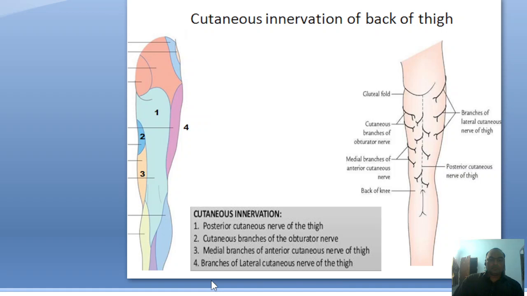Third, the medial branches of the anterior cutaneous nerve of thigh supply this small area of the back of thigh. And lastly, branches of the lateral cutaneous nerve of thigh supply the lateral aspect of the back of thigh. So this is the back of thigh, this is the lateral side, this is the medial side, and this is the middle area supplied by the chief cutaneous nerve, the posterior cutaneous nerve of thigh. So we will discuss the posterior cutaneous nerve of thigh.